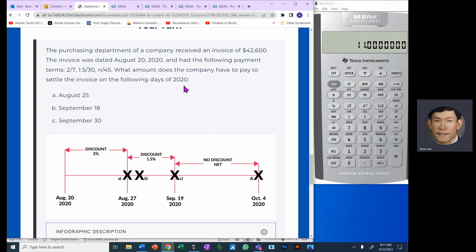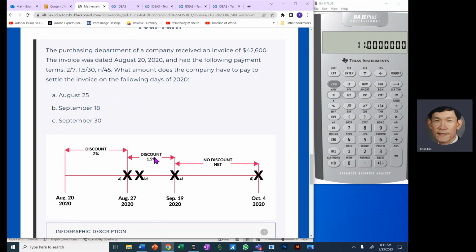So what amount does the company have to pay to settle the invoice on the following days of 2020? Well, if you pay on August the 25th of that year of 2020, you will be eligible for a 2% discount. If you pay on September the 18th, you will be right in here, so you'll be eligible for a 1.5% discount. And then if you pay it on September the 30th, you will be eligible for no discount. That is what N means, net or no discount.